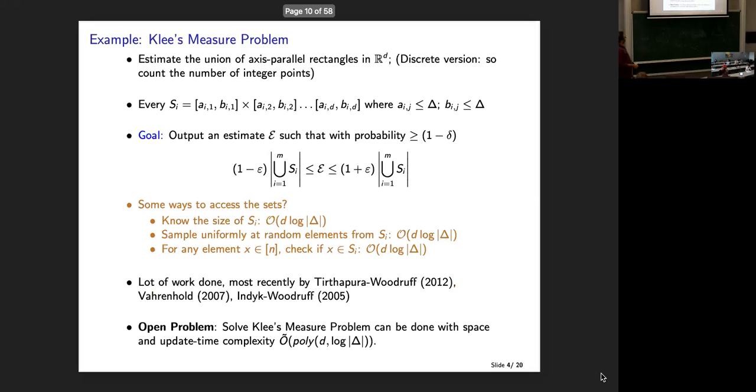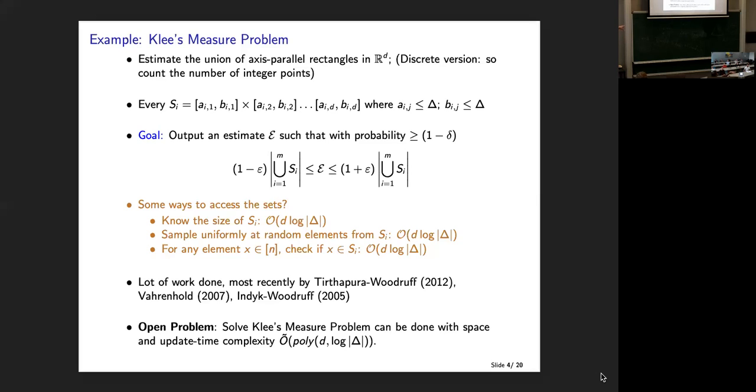Excellent. Yeah, so a lot of work was done there, and it was a big open problem for a long time: can you solve this Klee's measure problem when you have both the space and update time complexity polynomial in D and log omega, or you can think of this as polynomial in log of the universe size.